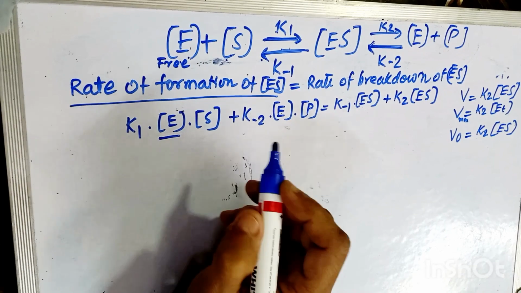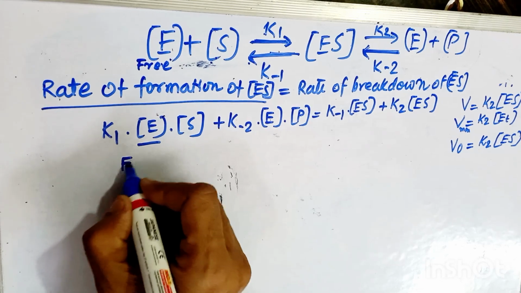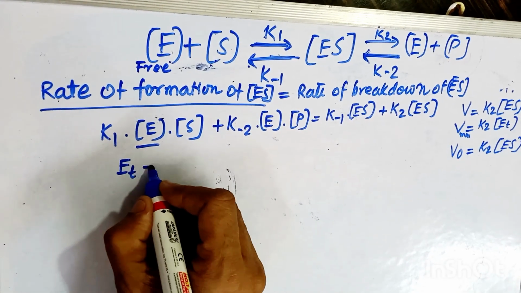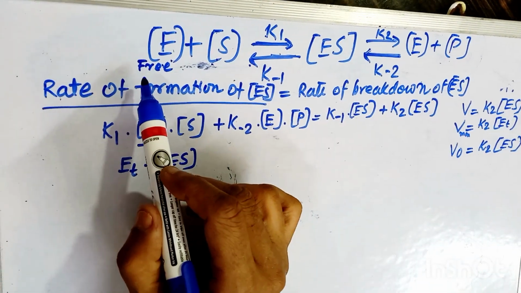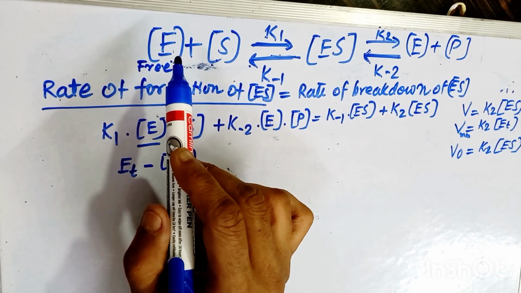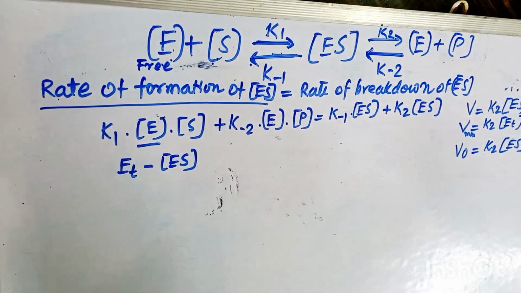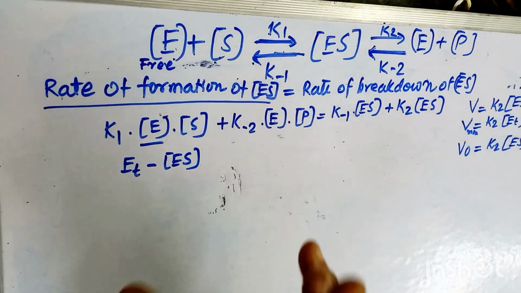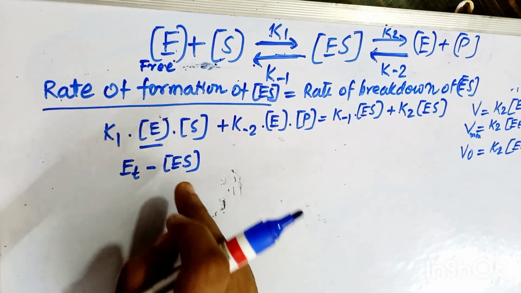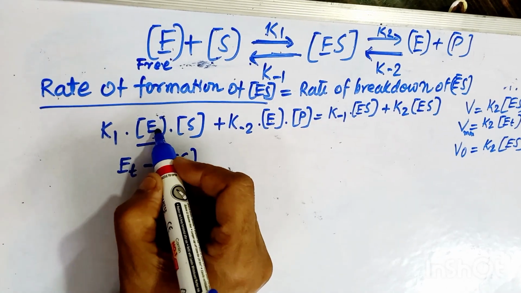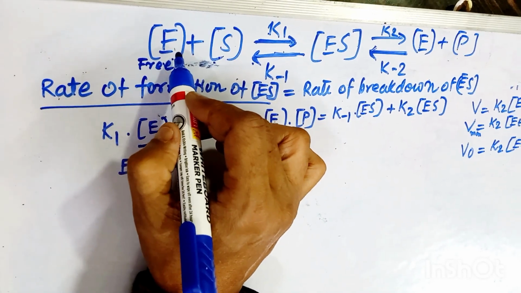So this is the free enzyme. What is free enzyme? It is the total enzyme minus the enzyme that is bound to substrate. The total enzyme is the amount of enzyme present in the cell, or that I have provided in the test tube, minus the enzyme that has reacted with the substrate, the enzyme bound to the substrate. This E is equal to EF, the free enzyme that reacts with substrate.